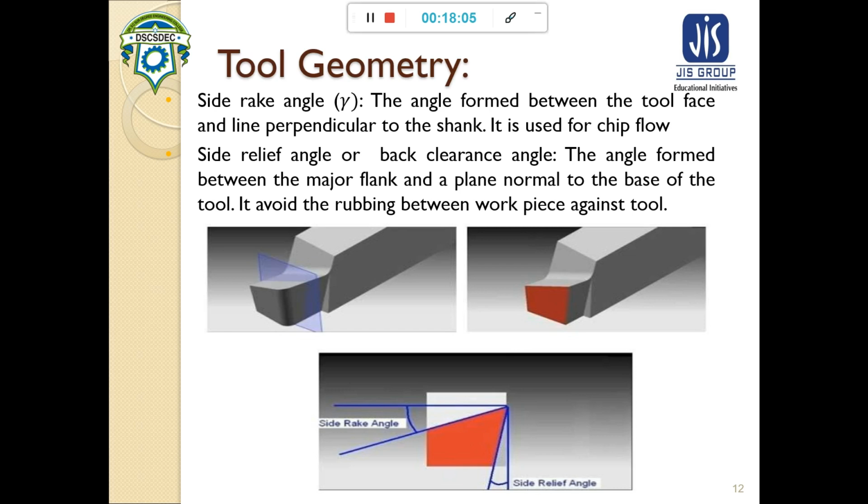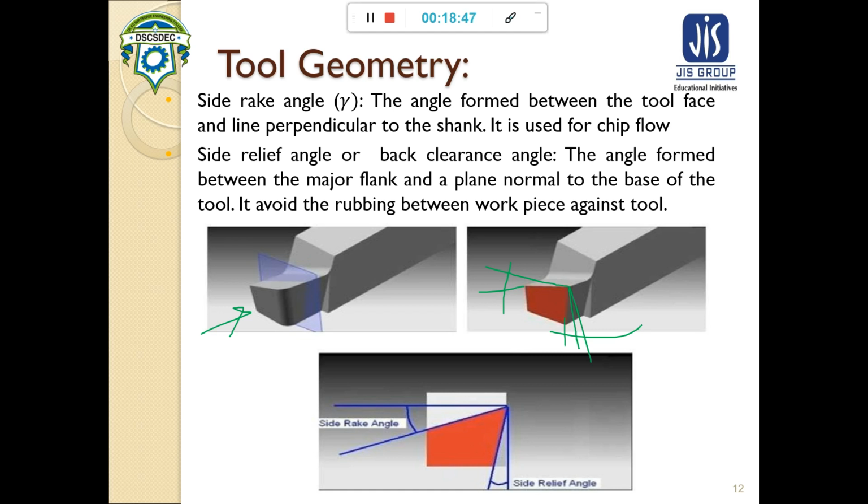For seeing this side rake angle and side relief angle, we have to see the workpiece from the front side, like this. By cutting this portion out we can see a face like this, and if we straighten it up, then this angle is the side rake angle, and this is your side relief angle.